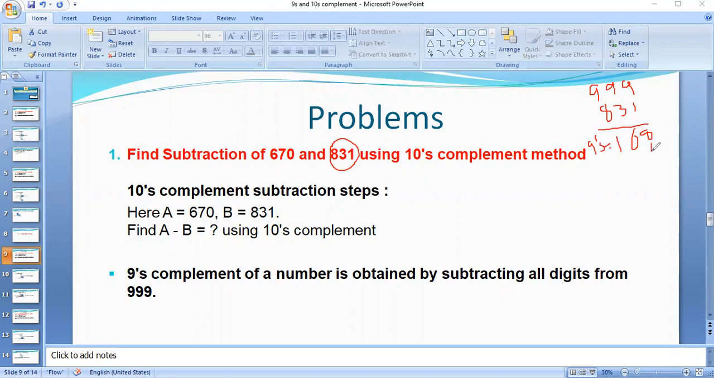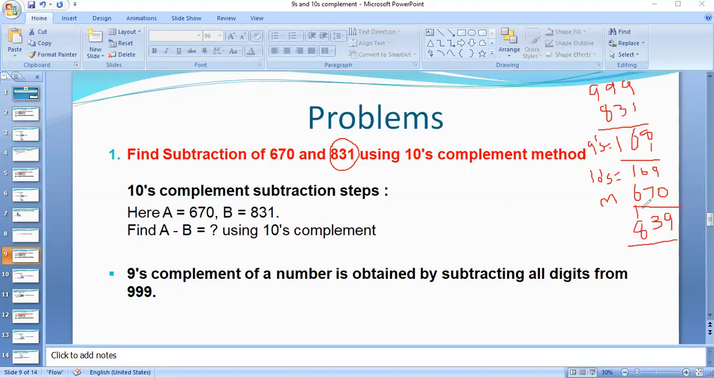After that, I am adding 1 to the LSD. So you will get the 10's complement result, the 10's complement of the subtrahend. Then I add this 10's complement result to the minuend. After adding, 9 plus 0, 9. 6 plus 7, 13. 1 plus 6, 7. 7 plus 1, 8. So this will be the result.